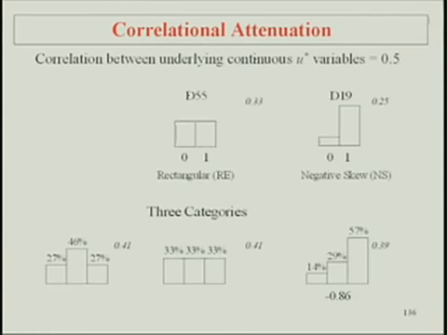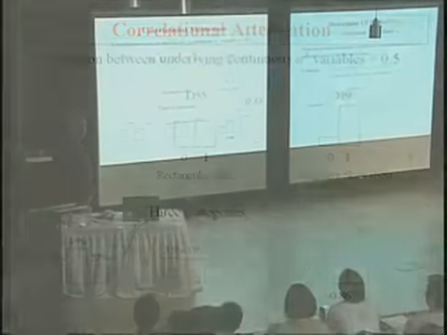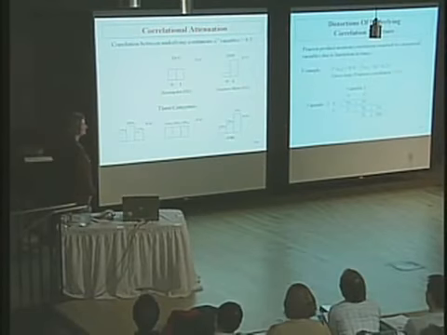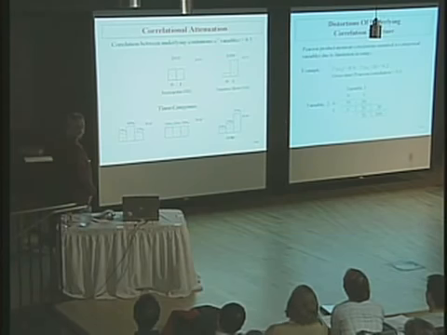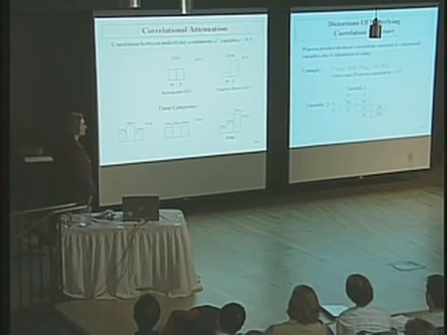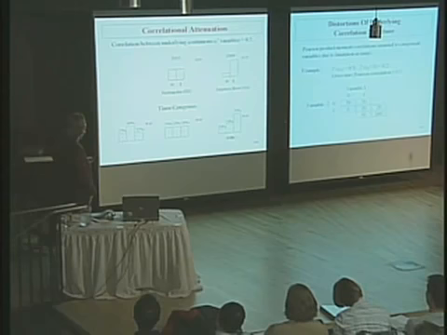What happens in this situation if we have 2 dichotomous variables that have 50-50 splits? So we have 2 cells and they both have 0.5 in them. So it's a rectangular 50-50 split. If we get a phi coefficient for those, it's only going to be 0.33. So the correlation should be 0.5, but it's attenuated, and the value we get is actually 0.33.